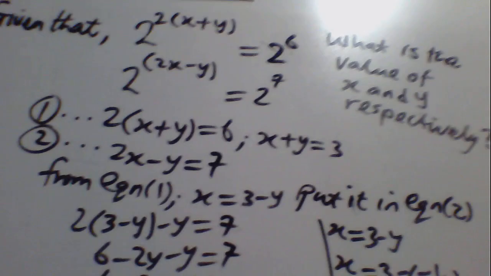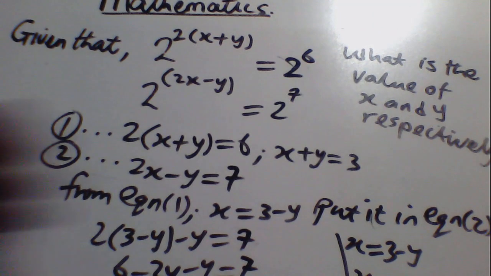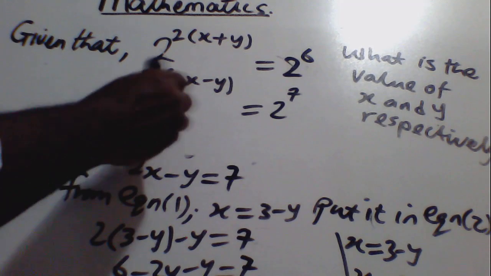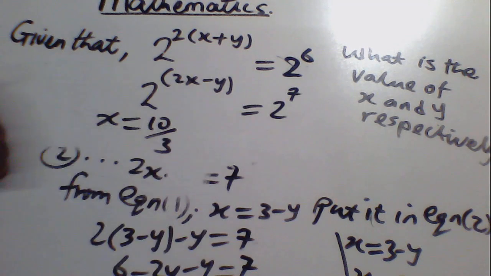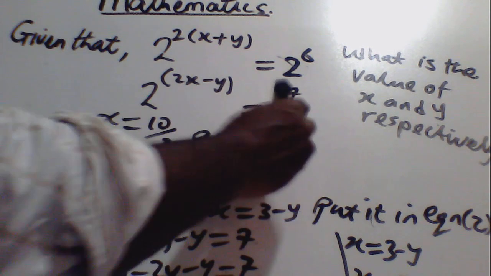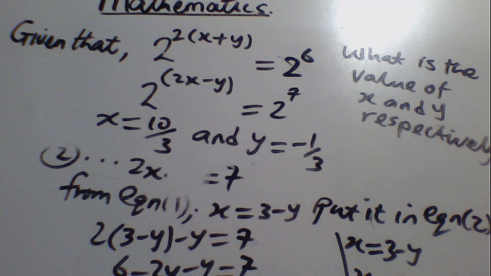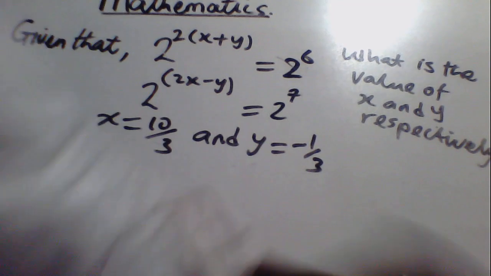That is the two values we are required to solve. So from here you now conclude that x is equal to 10 over 3, and y is equal to minus 1 over 3. You can check the answer for correctness if you want to see if it is correct.